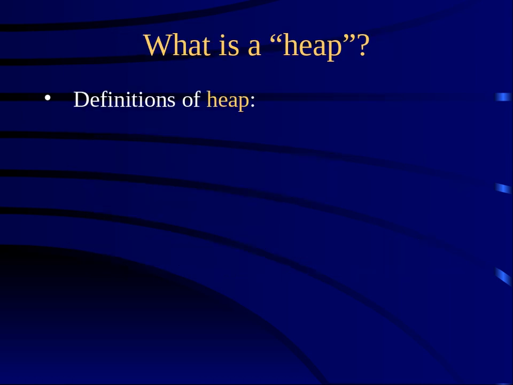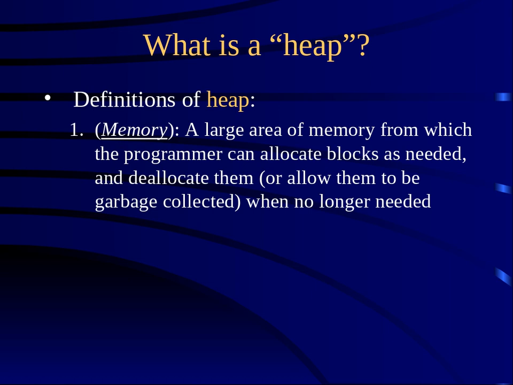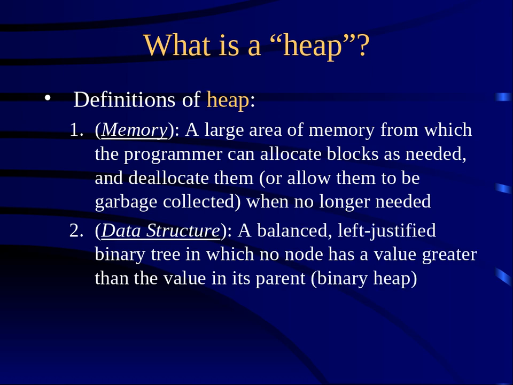What is a heap? All right, definitions of heap. Have we talked about a heap before? Yeah, what was it? It was memory. So, a large area of memory for which a programmer can allocate blocks as needed and deallocate them when no longer needed. The data structure: a balanced, left-justified binary tree in which no node has a greater value than the value of its parent, the binary heap.